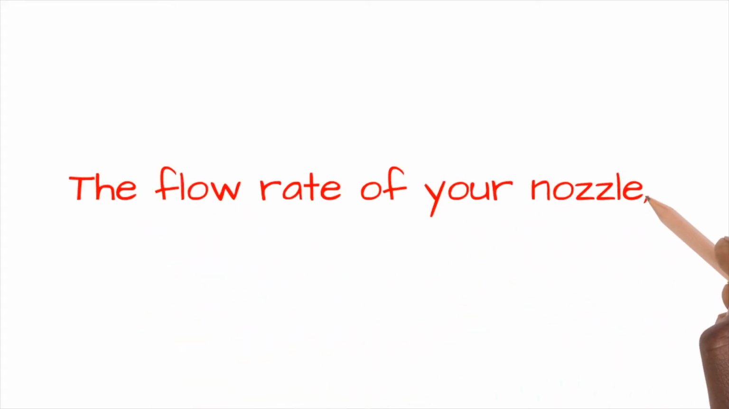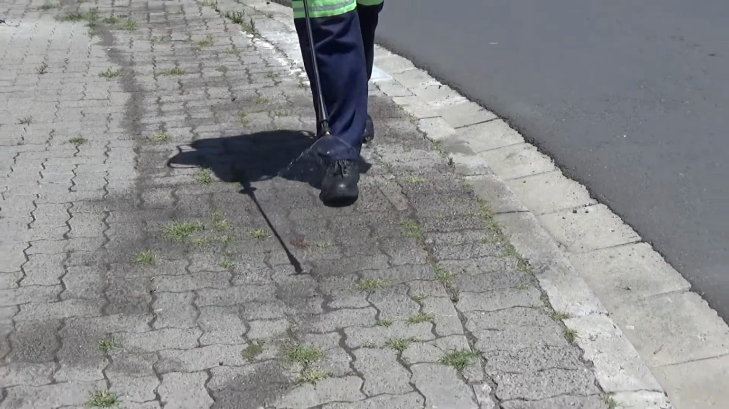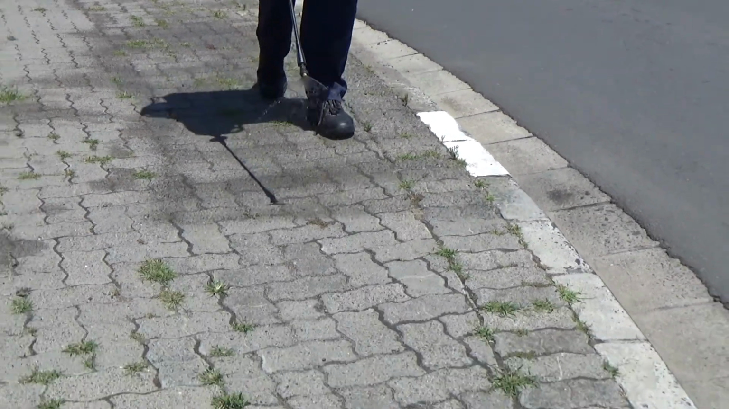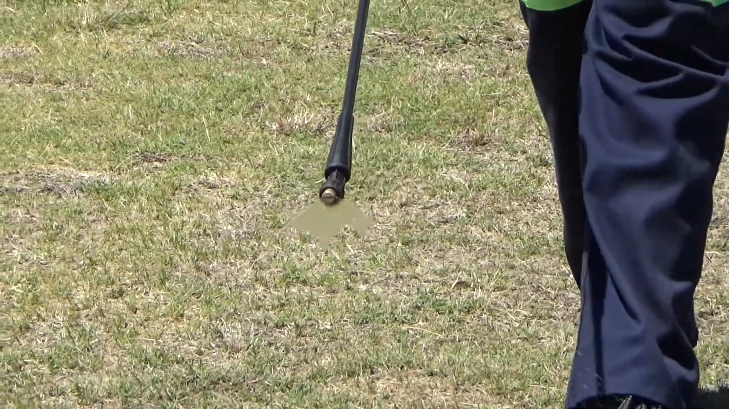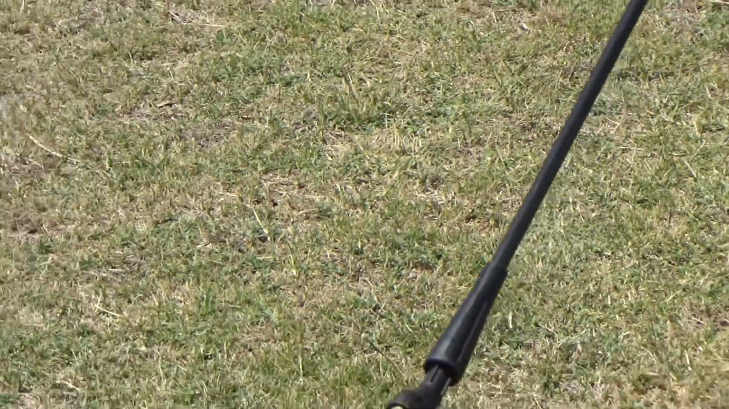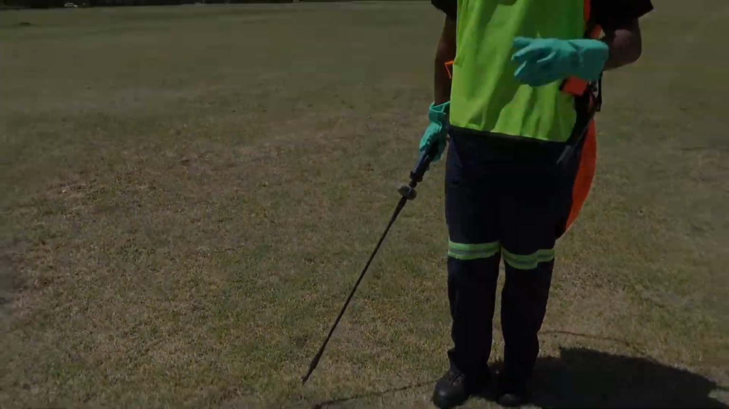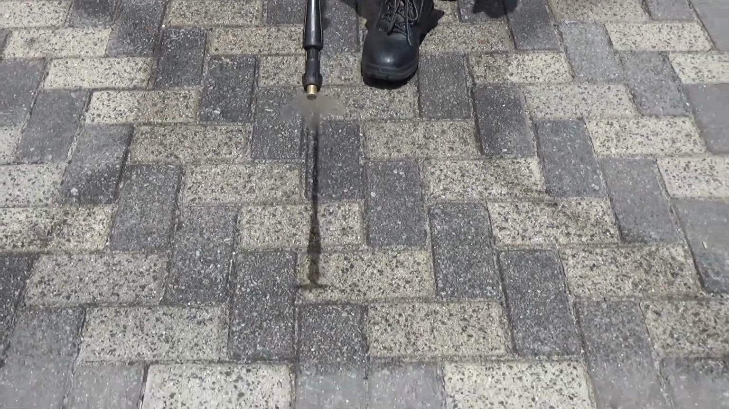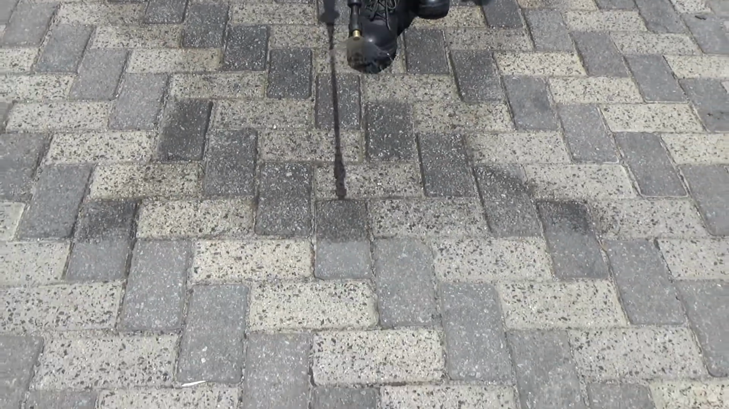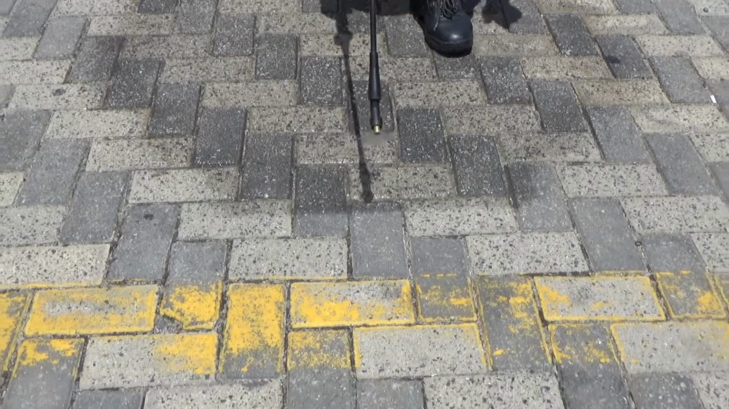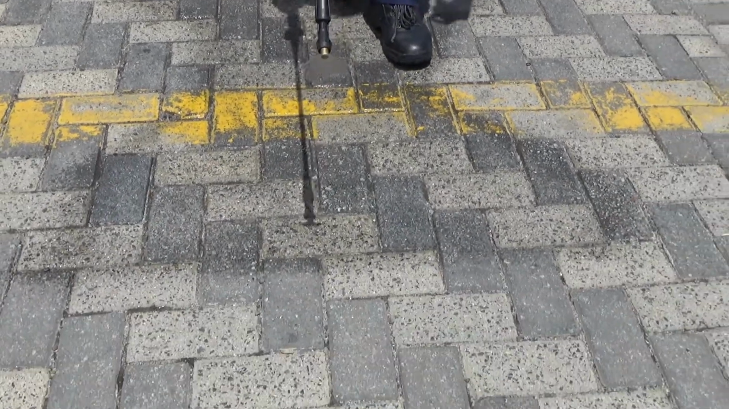The flow rate of your nozzle. If the flow rate is too high, your mixture will be finished before covering the entire area, leading to over-application. And if the flow rate is too low, there will be mixture left after covering the entire area, leading to underdosing. Spray width. If you hold the nozzle too high, you will cover a much wider area and therefore dilute the product, leading to underdosing. If you hold the nozzle too close to the surface, you concentrate the mixture and therefore over-apply.